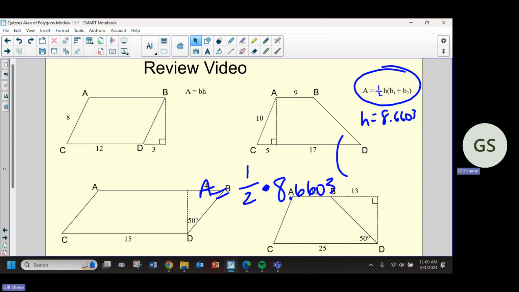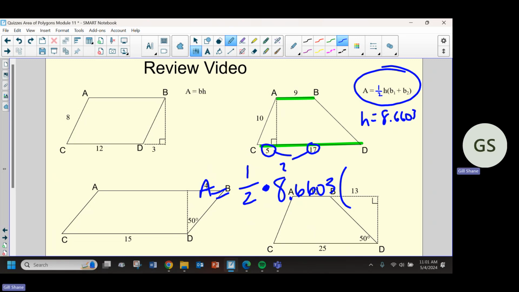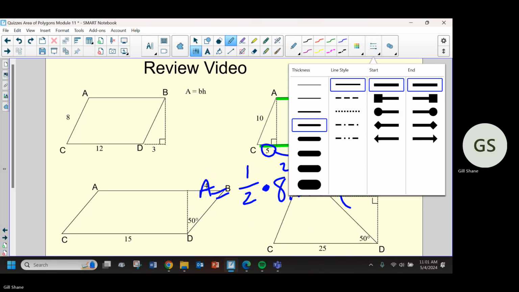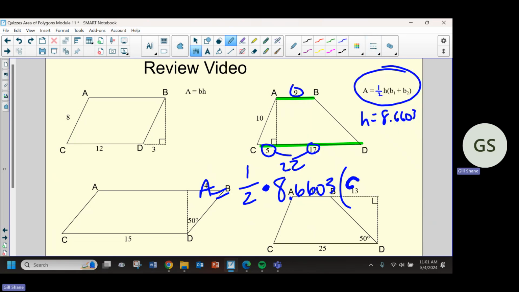I really want to make sure I show this. Oh, actually, that worked easier than I thought. So the bases are from one letter to another letter. So A to B is a base. C to D is a base. I need to add some numbers together for this bottom base. It is not 17, it is 22. This base up here is just 9. So for my formula, I need to add 9 plus 22, because 22 is the other base. Not 17, not 5, 22.